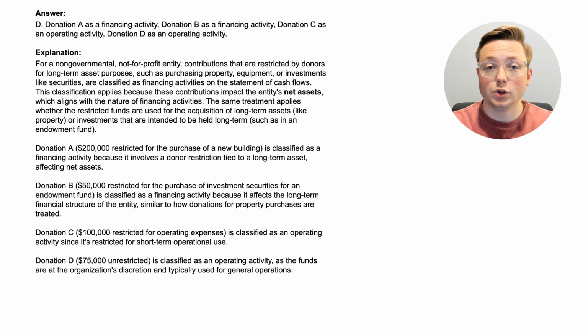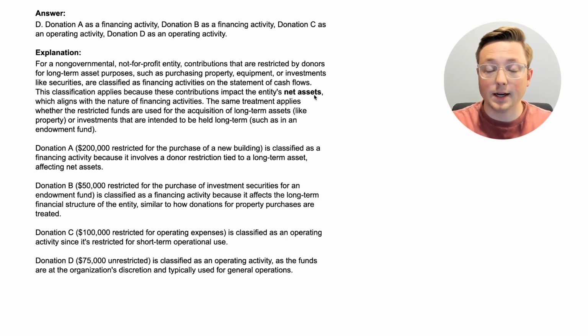But when it comes to the statement of cash flows for a nonprofit entity, if it's money from a restricted donation for those things, then it would be a financing activity. So let's dive in a little bit more. This classification applies because these contributions impact the entity's net assets.